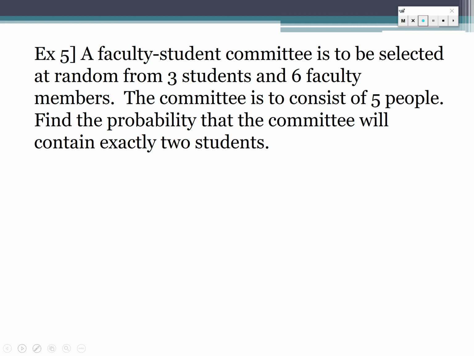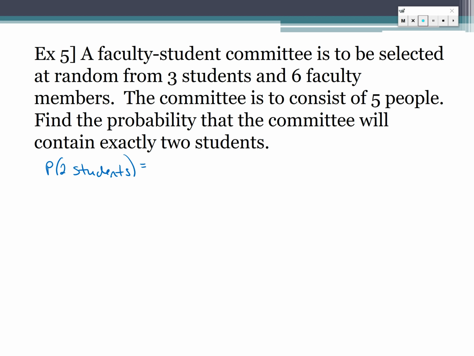Now I know this question doesn't specifically say without replacement, but I can't select one person to be both members of the committee that we're looking for, or all 5 members, I should say. So we want the probability that we're going to get 2 students. Once they're already selected, I can't select them again. So this is done without replacement, but it's not going to specifically say that.